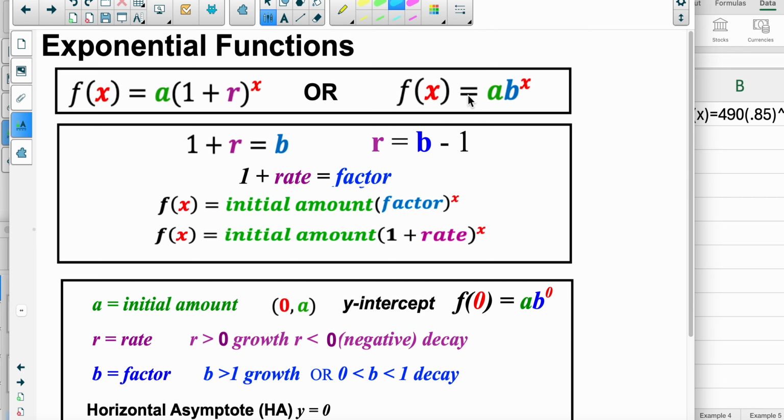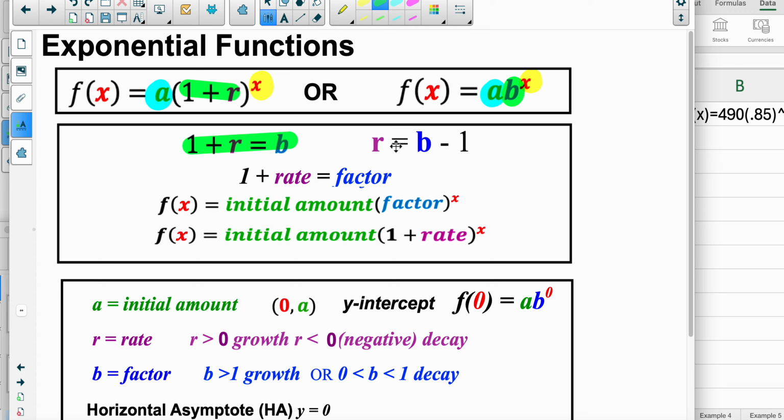f of x equals a, some initial amount, times b, a base or factor raised to a power. And so notice here that on this side I have a times 1 plus r raised to a power. So I have my initial amount here, a, raised to a power x, and then I have this term here, 1 plus r and b. So 1 plus r is actually equal to b.